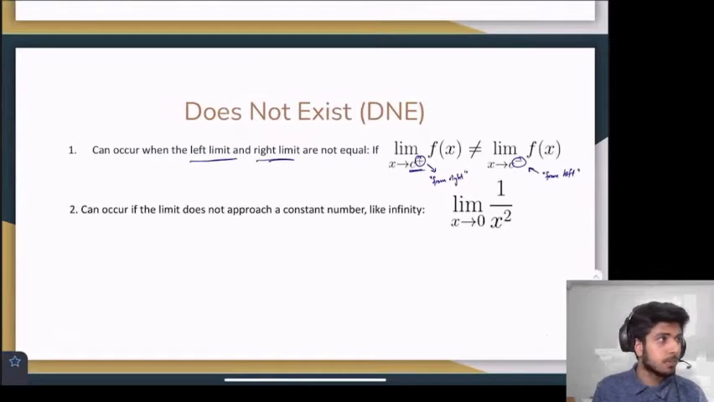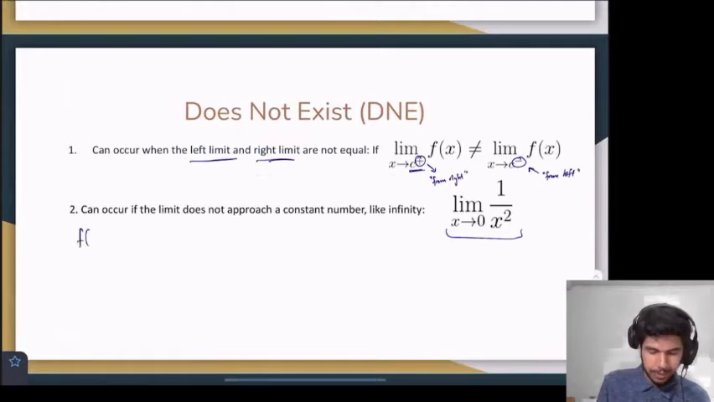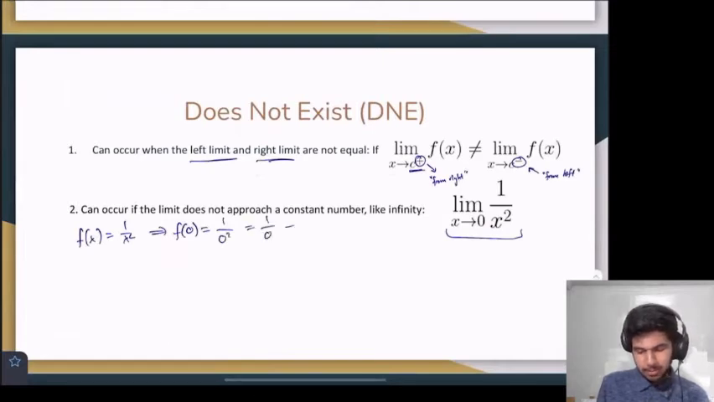Alternatively, the limit not existing can occur if the limit does not approach a constant number, so perhaps infinity, right? And we see that in this example here. The limit as x approaches 0 of 1 over x squared, right? If we just plugged in 0 into here, so we have f of x equals 1 over x squared, then f of 0 will get 1 over 0 squared, which is 1 over 0, and this is, well, actually infinity.